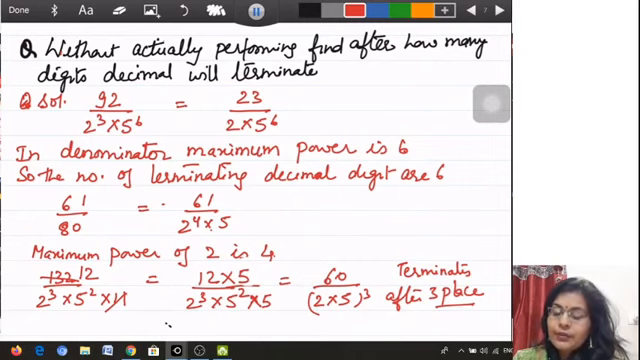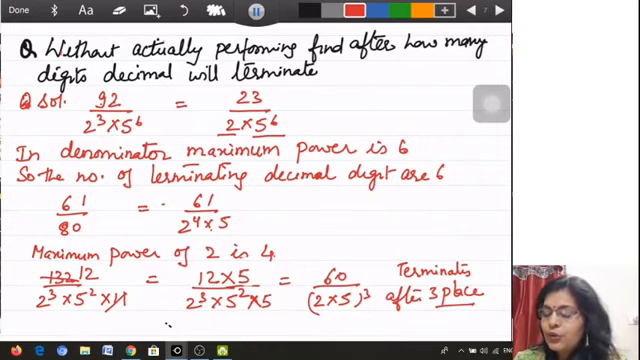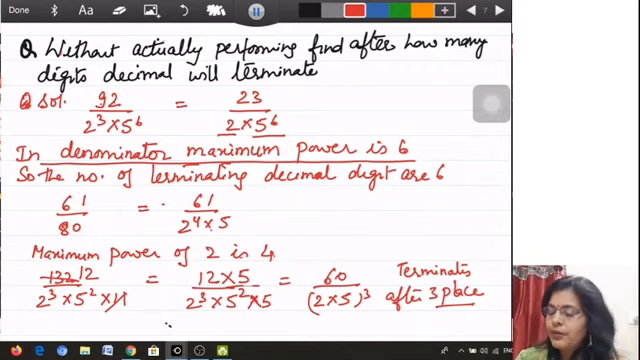92 is divisible by this number. So what do we get? 4 2s are 8 and 4 3s are 12. So only 2 will remain here and 5 to the power 6 will remain here. Sometimes they ask you what our decimal expansion is. So what we have to do is bring over here 2 to the power 6, or we can simply write here in the denominator the maximum power is 6. So the number of terminating decimal digits is 6.